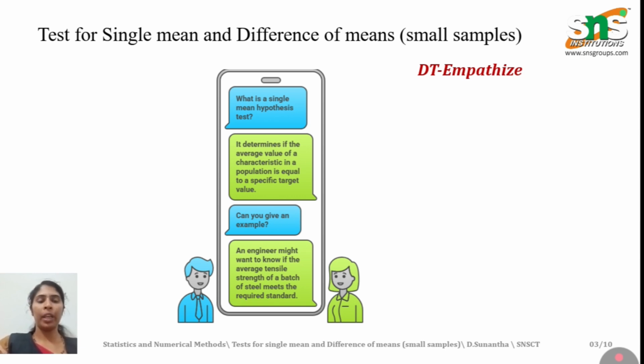Here is one example in which an engineer might want to know if the average tensile strength of a batch of steel meets the required standard. Like this, there are any number of problems where we can use this method.